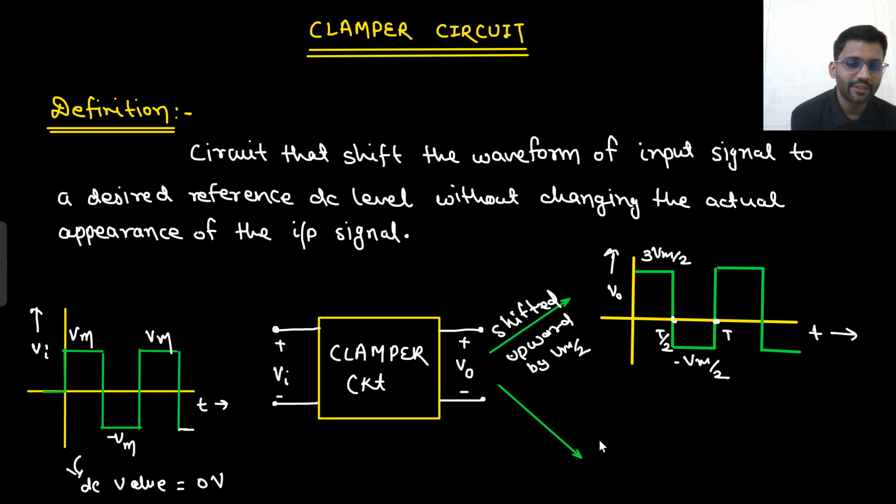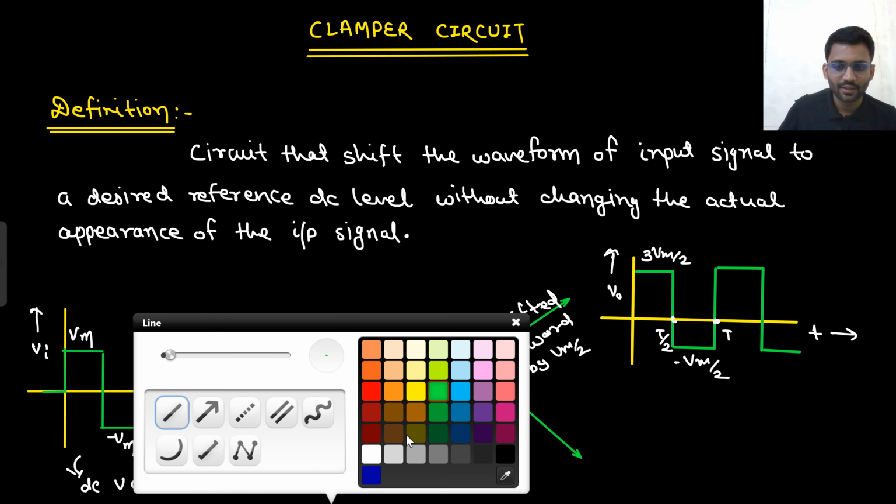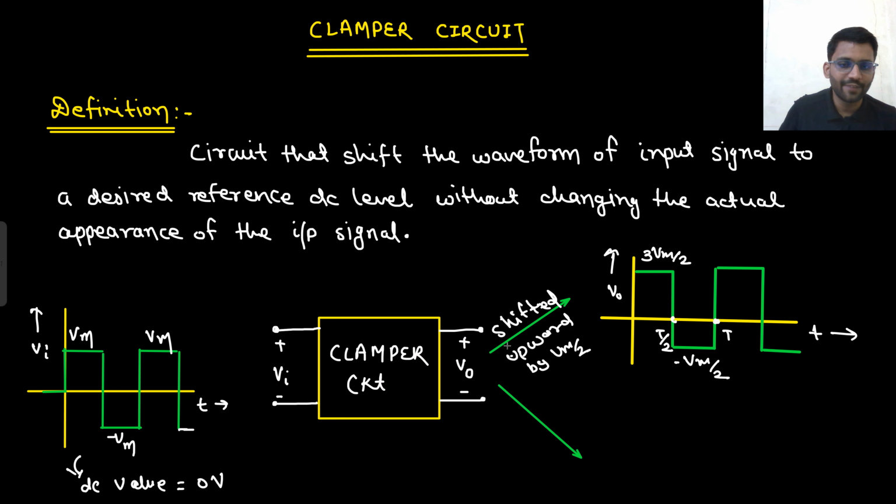So tell me, what is the average value now? Average value would be Vm by 2 only. You can calculate it, or simply if we are shifting it upward by Vm by 2, so the average value would be Vm by 2 only, right? So this would be our average value, which is Vm by 2, right?